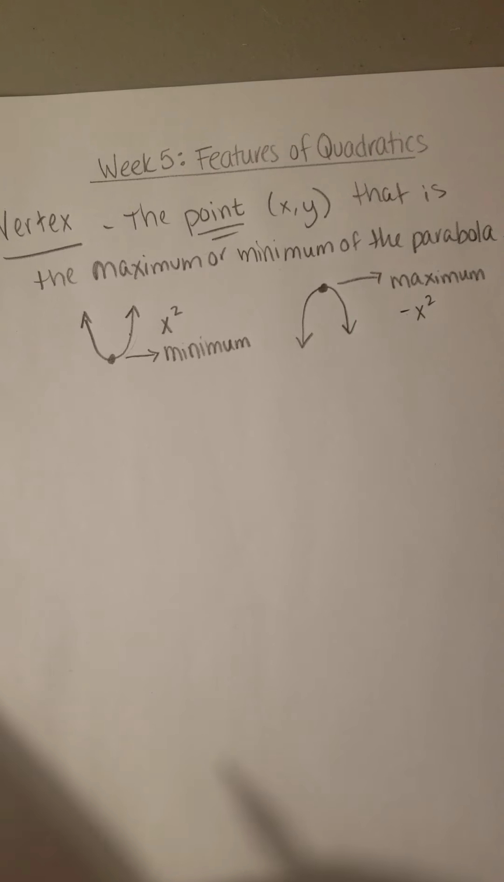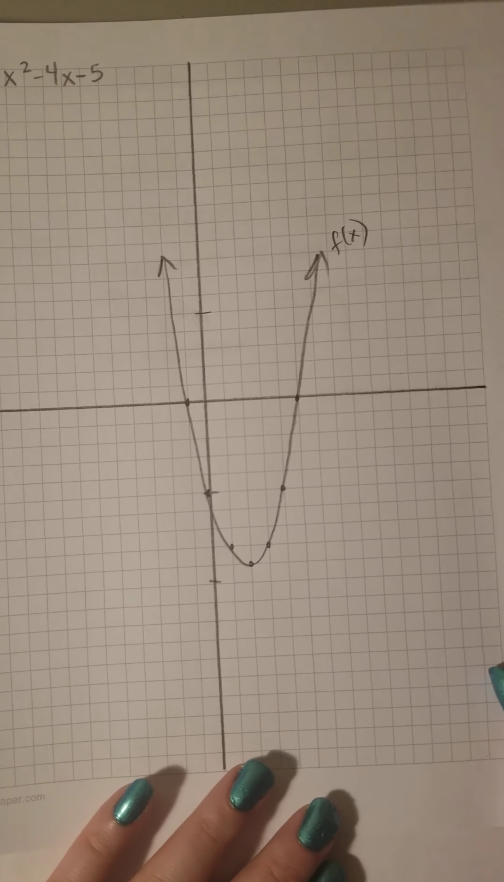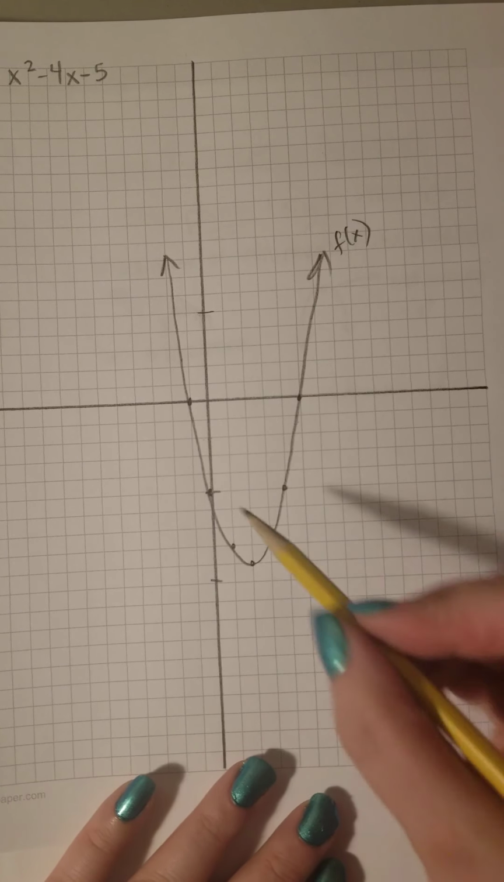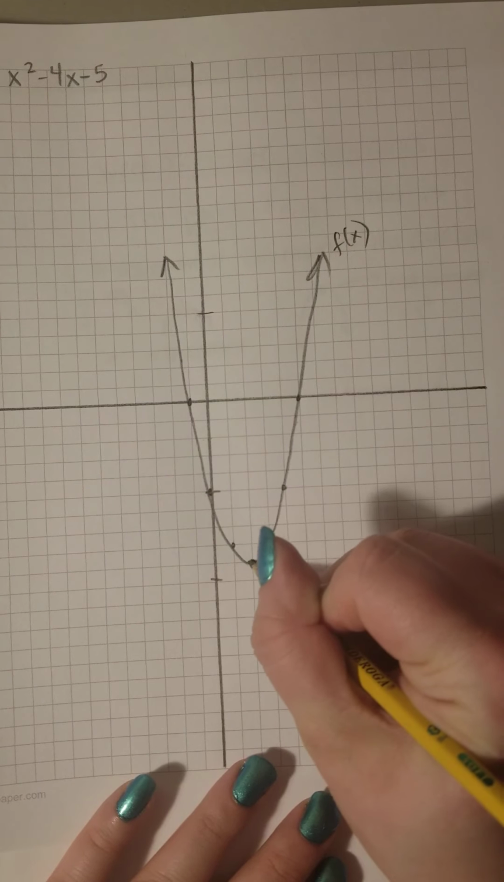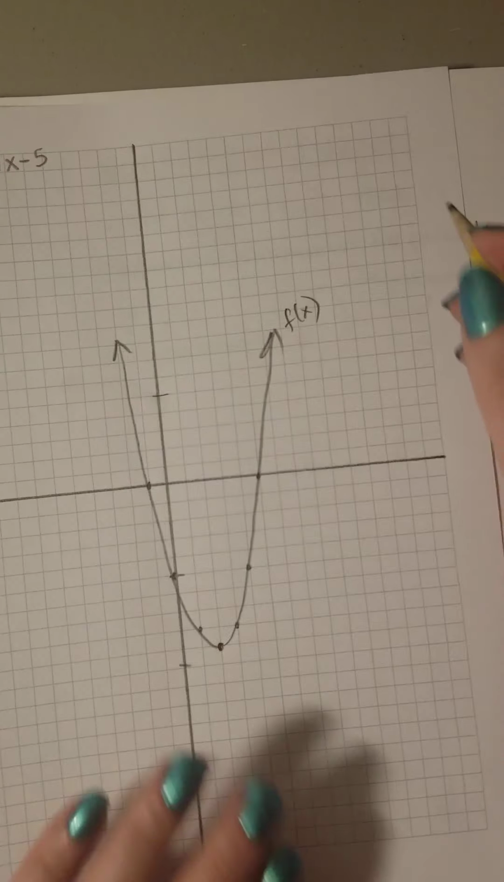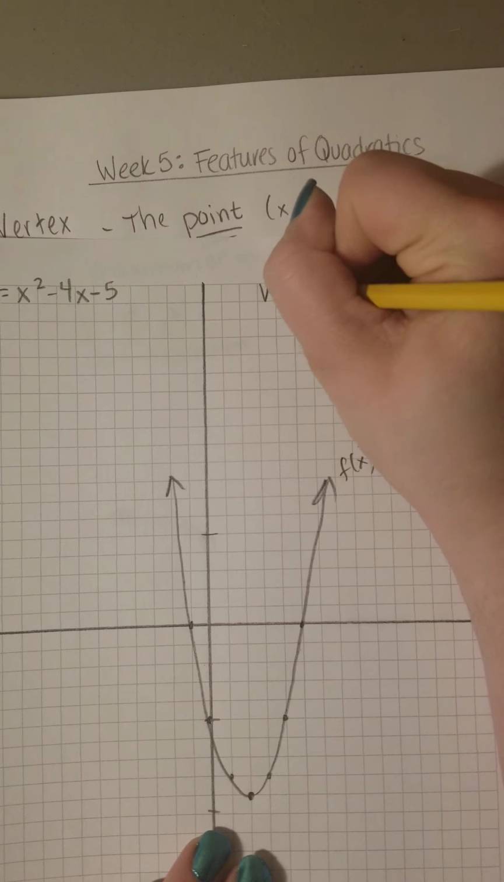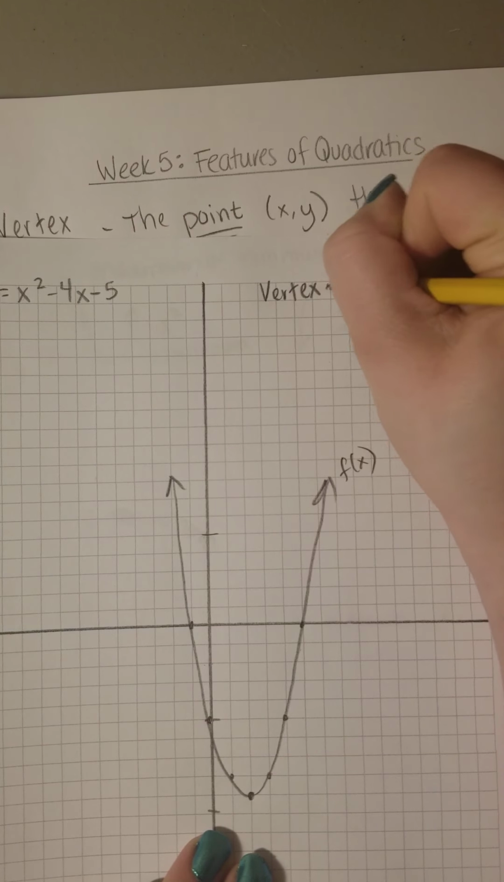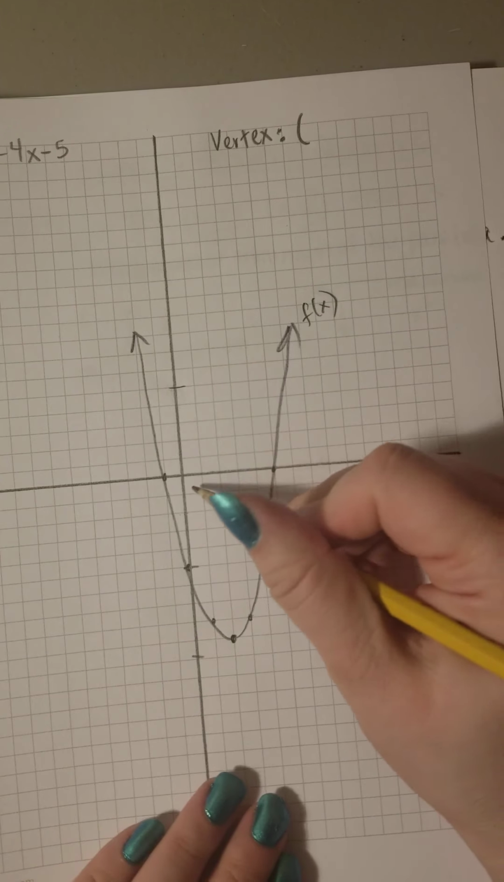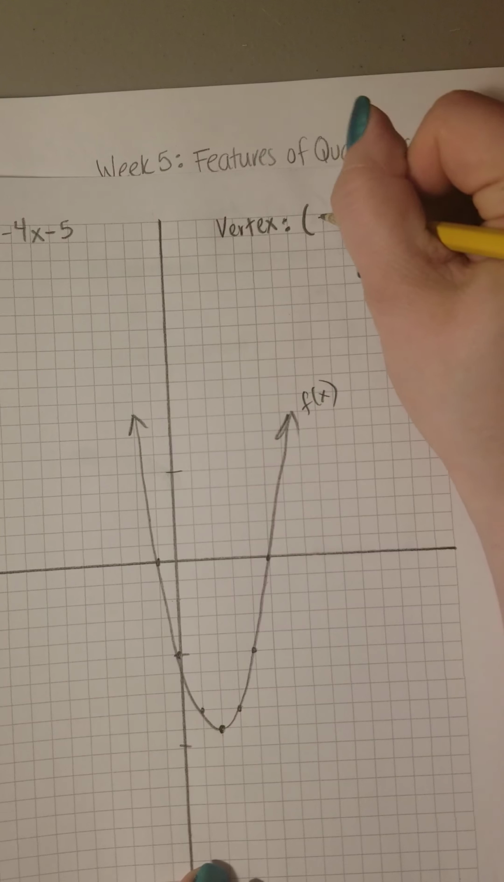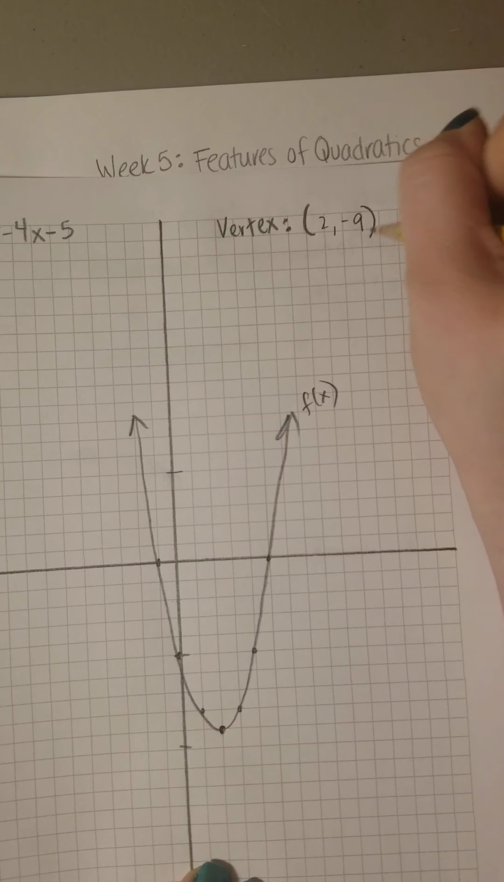Okay, so when I'm looking here for the vertex, I'm noticing this here is my lowest point on this graph. So the vertex, and remember we said that it's a point, so it gets written as a point, happens at 2, -9. Like that.